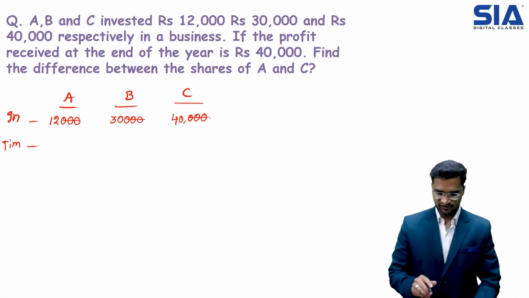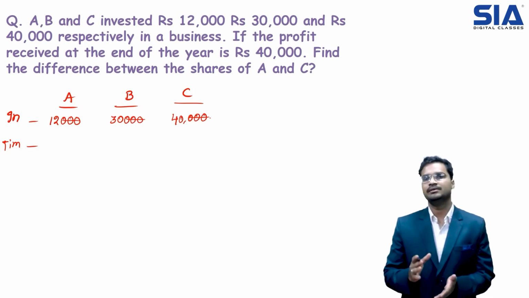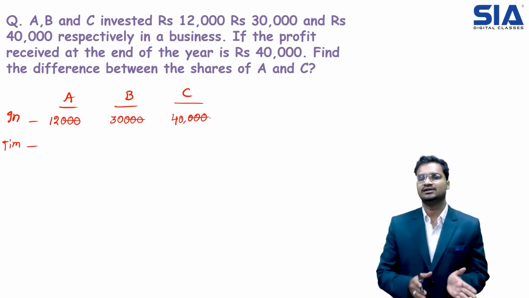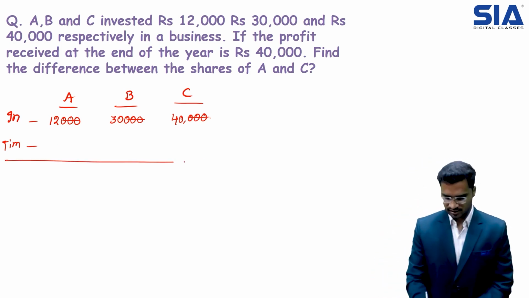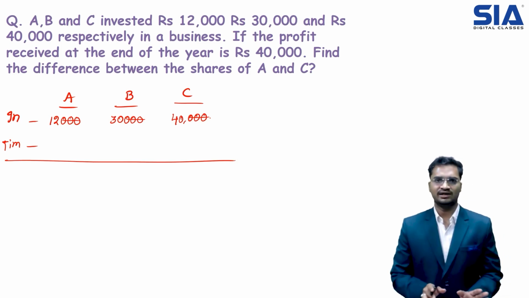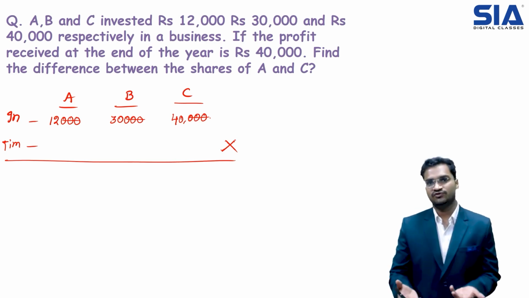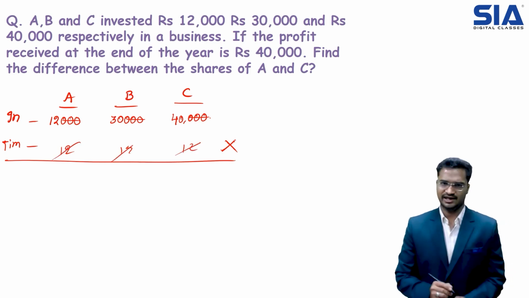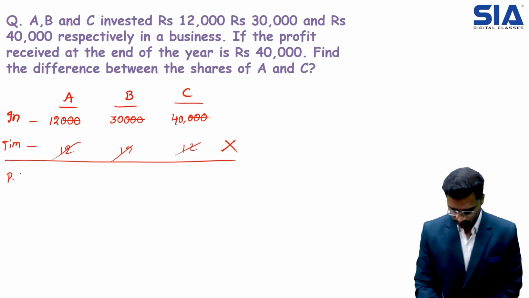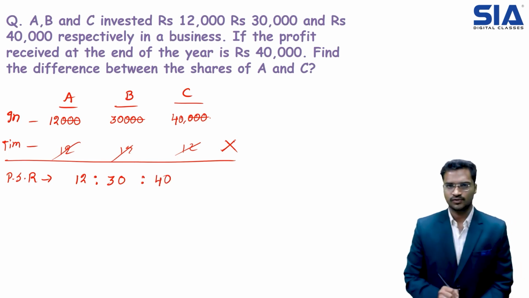Now coming to the next one, which is time period. Let us see if the time period has been given. No, the time period has not been given. So we have to consider that A, B, C have started the business and stayed in the business for an entire year. Whenever the time period is same, there is no need to write the time factor. If we write it also, 12, 12, 12 will all get cancelled. So our profit sharing ratio is 12 ratio 30 ratio 40. So 12, 30, 40.